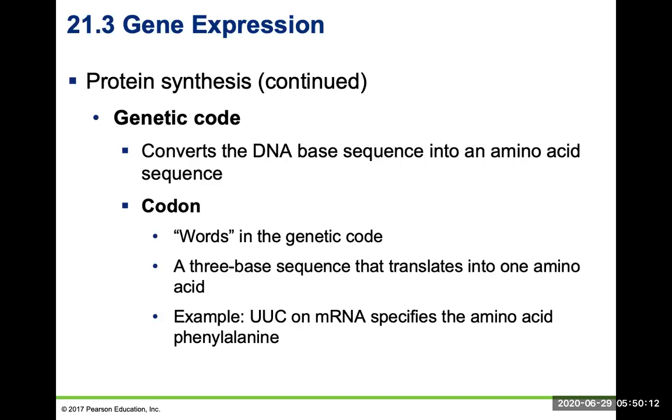So for example, the codon UUC, which is a uracil, C would stand for, let me come back to that one, on mRNA specifies the amino acid phenylalanine. So these different 3-letter codes make up the different amino acids, which go on to make up the proteins.